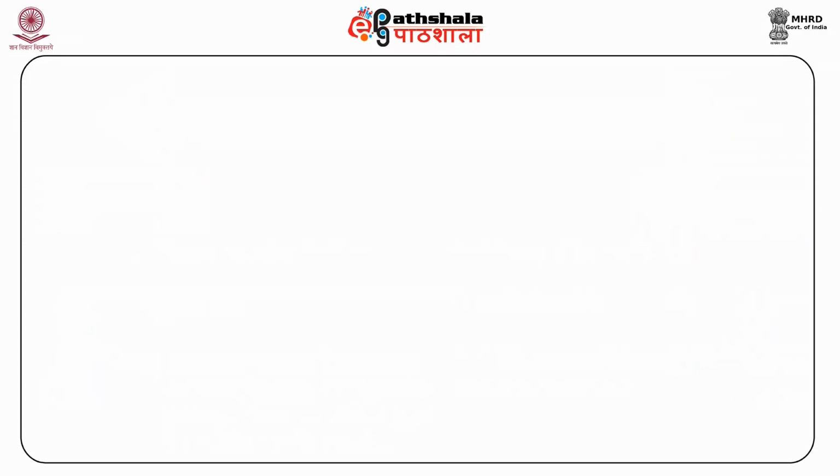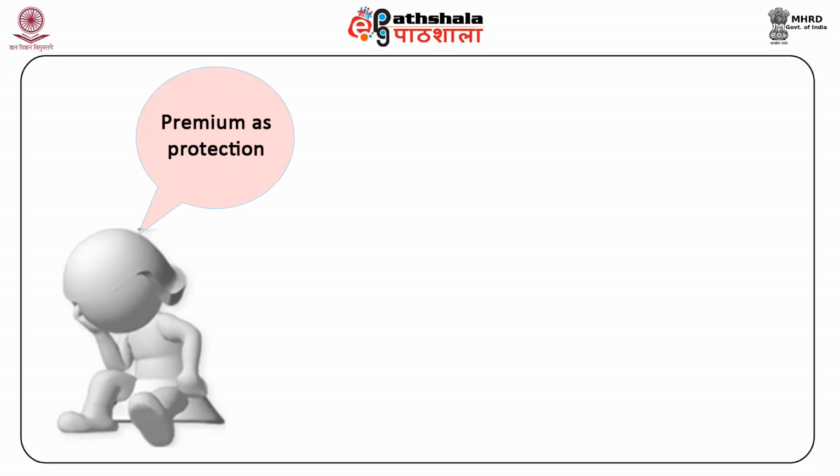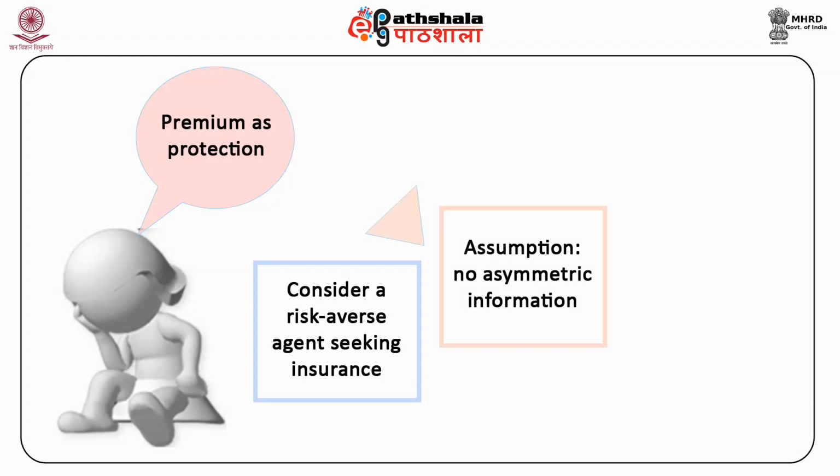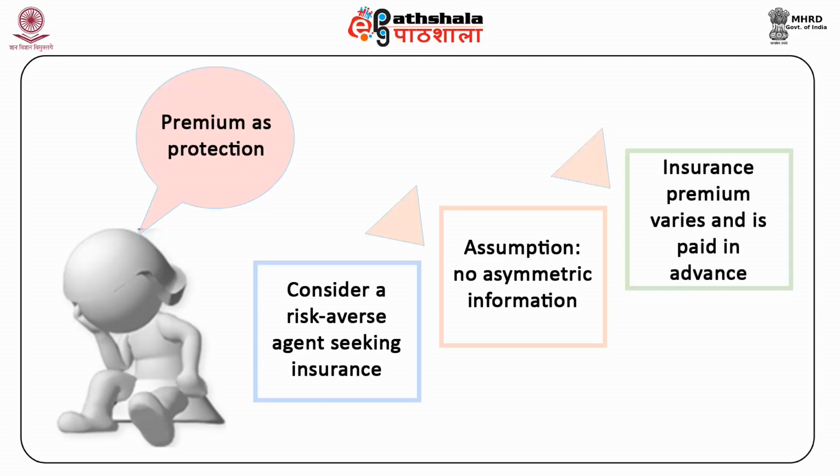Let us now discuss insurance in detail. We know that a risk-averse agent is prepared to pay a premium as a protection against the consequence of risk. Consider a case of a risk-averse agent seeking an insurance cover. In the discussion that follows, the absence of asymmetric information is assumed. One way of doing so is to seek insurance. Insurance premium varies with the amount of insurance cover, compensation promised, and has to be paid in advance.